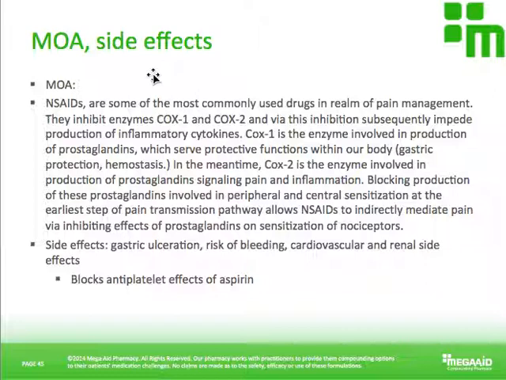More specifically, COX-1 is an enzyme that's involved in the production of prostaglandins that serve protective functions within our body, for example, gastric protection. And COX-2 is the enzyme that's involved in the production of prostaglandins that signal pain and inflammation. So COX-2 is the bad enzyme. By blocking production of these prostaglandins that are involved in peripheral and central sensitization, what we're actually doing is, remember the transmission of pain signal. Remember the 4 stages: transduction, transmission.